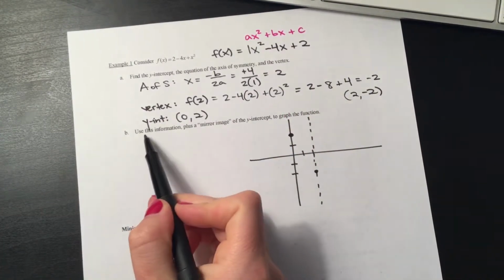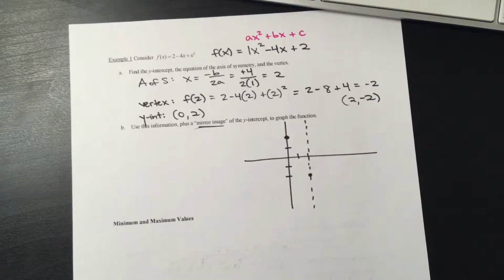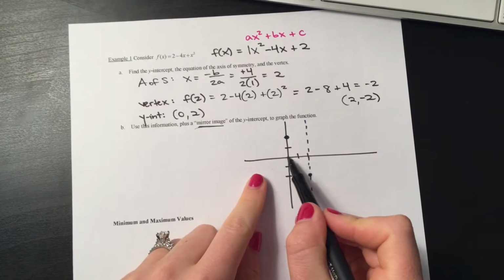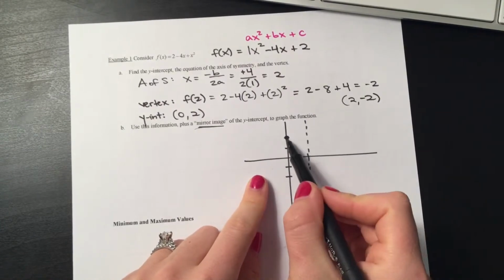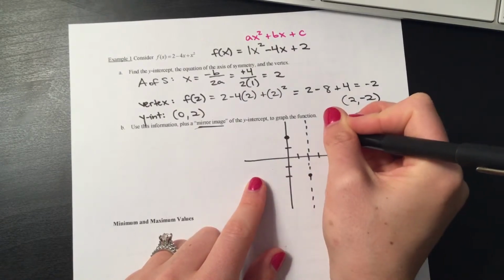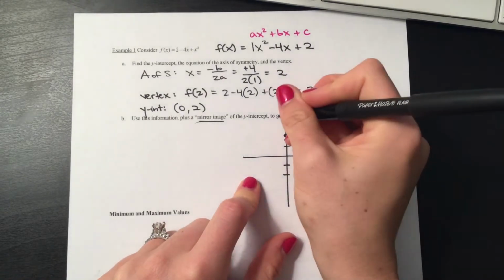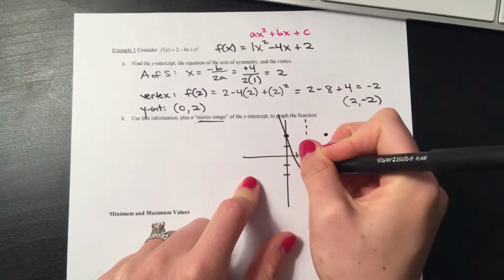Okay, so now last, use this information plus a mirror image. The last thing we're going to plot is that mirror image. So if you look over here, this is 2 units apart. So from the y-intercept to the axis is 2 units apart. So you're going to go another 2 units in the other direction so that you can plot a mirror image point. And the very last step is to connect them using a smooth curve.